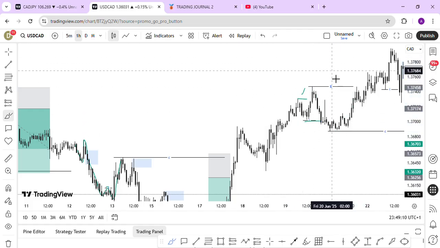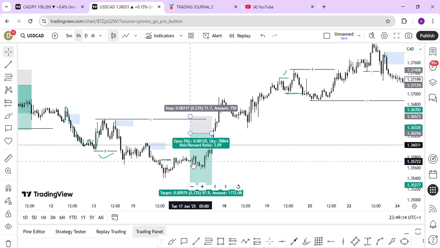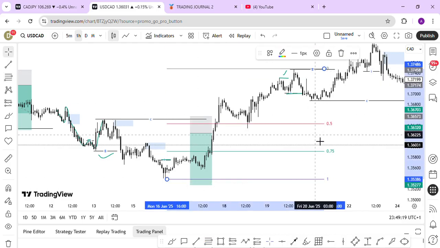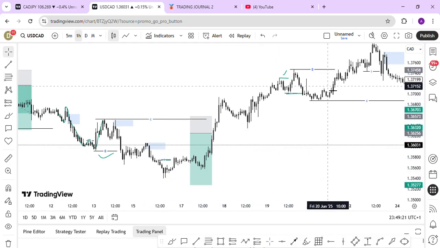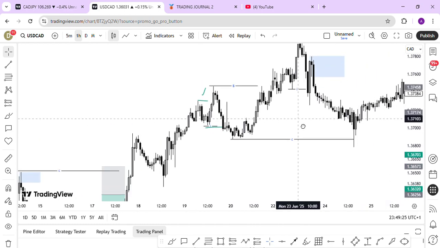And boom. So in this case, we are not going to be able to take a trade here, because if we pull Fibonacci from this low to this side, we'll be waiting for an entry here, but the market refused to come there. So that's exactly what we are doing here.